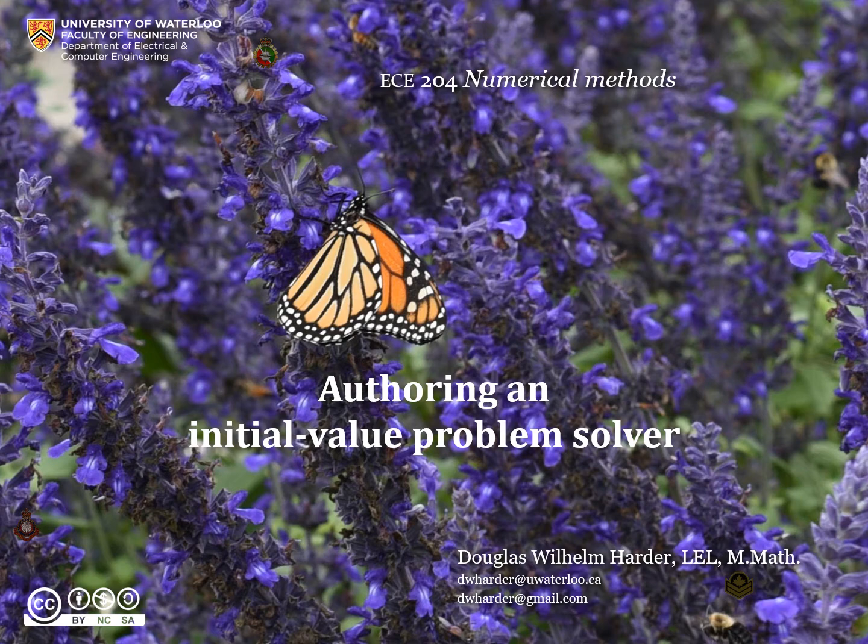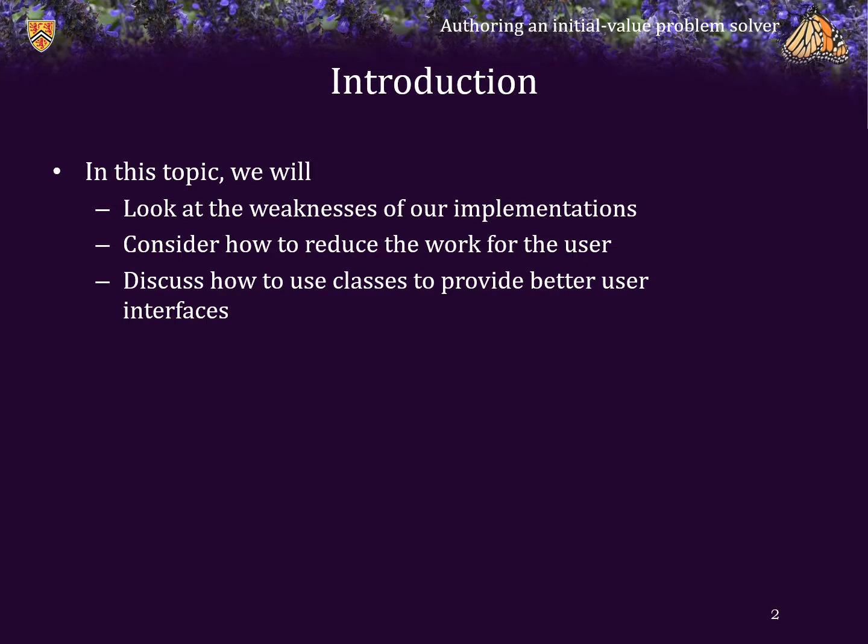In this topic, we're going to look at authoring an initial value problem solver. We are going to look at the weaknesses of the current implementations that we've had up until this point. All of the implementations we've had up until this point are pedagogically useful because they are showing exactly what we are calculating at any one point. And we can then examine these approximations.